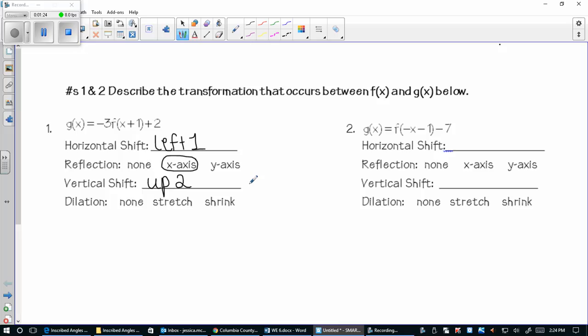And then last one, dilation, we're looking at the coefficient. So here we have this 3. Even though it has this negative in front, all we care about is just the number itself, just the absolute value of that number, which is 3. So remember, if the number is greater than 1, that is going to be a stretch. If it's between 0 and 1, so a fraction or a decimal, that's going to be a shrink. So this is a stretch.